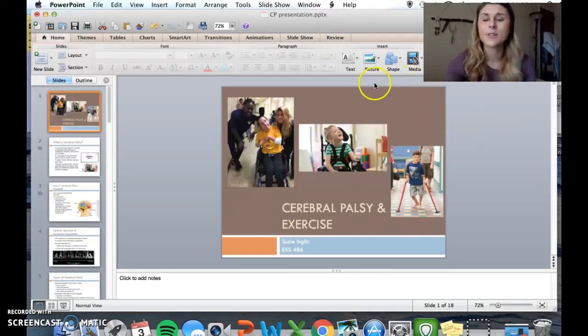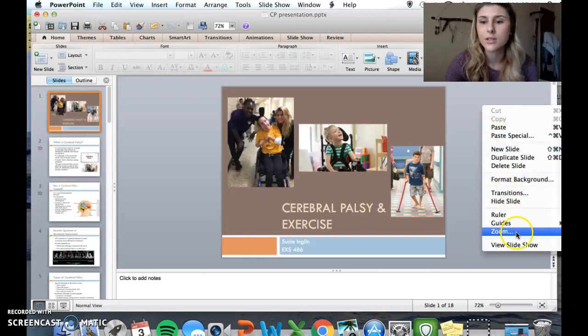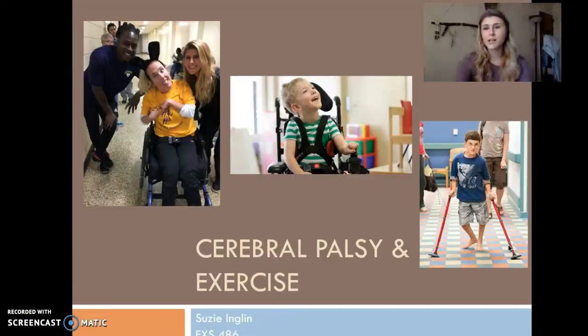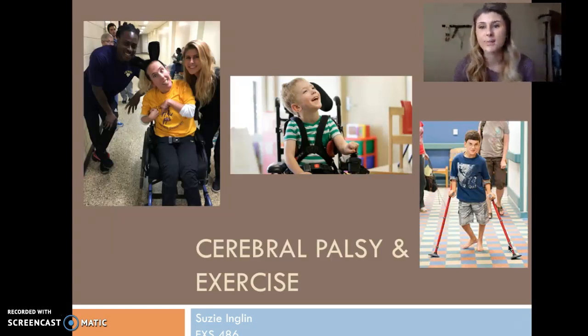Hi everyone, so I'm going to be doing my presentation on cerebral palsy in exercise. These are just some photos of people with cerebral palsy, and the photo on the left is a picture of me and a fellow student and our athlete that we trained for the adapted fitness program at Westchester. Her name was Kate. She was awesome, and she had cerebral palsy.